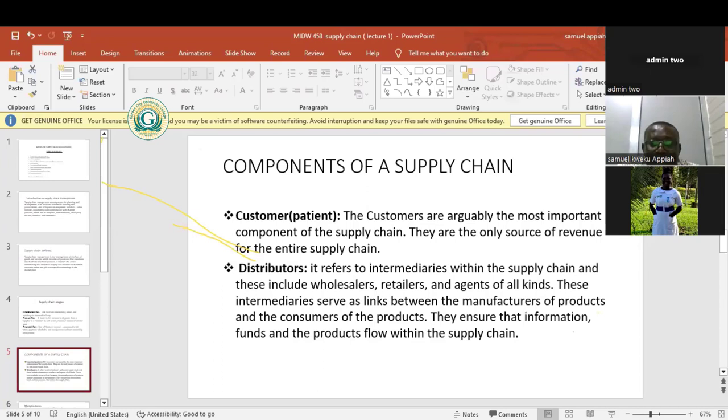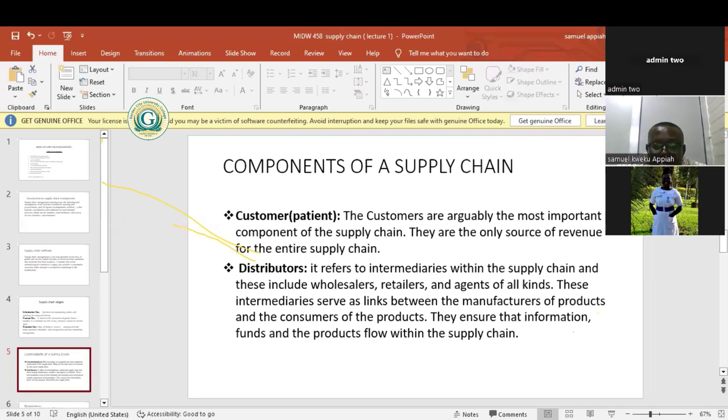It refers to intermediaries within the supply chain, and these include wholesalers, retailers, and agents of all kinds. These intermediaries serve as links between the manufacturers of products and the consumers of the products. They ensure that information, funds, and the product flow within the supply chain. So distributors, they are the link between the consumer and the manufacturer.